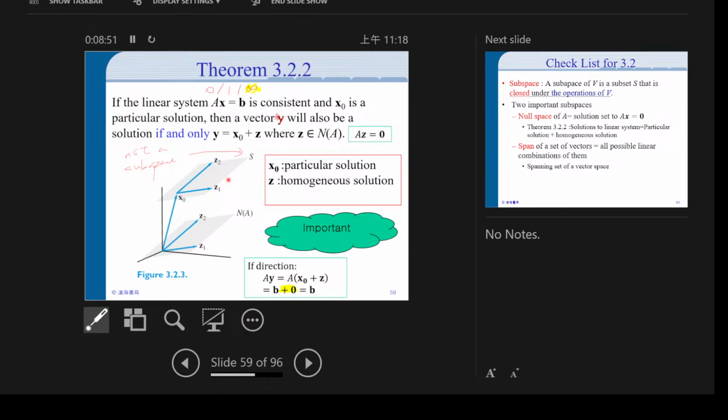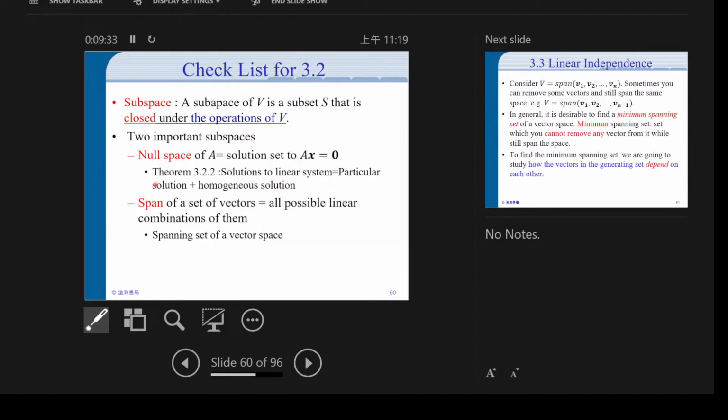So yeah, this is theorem 3.2.2. In particular you see that S is not a subspace here when x0 is not 0, because 0 is not inside S. For the set to be a subspace, you want 0 to be inside S. So 0 is not in S in general. Okay. Any question? If not, then that's the end of this subspace section.